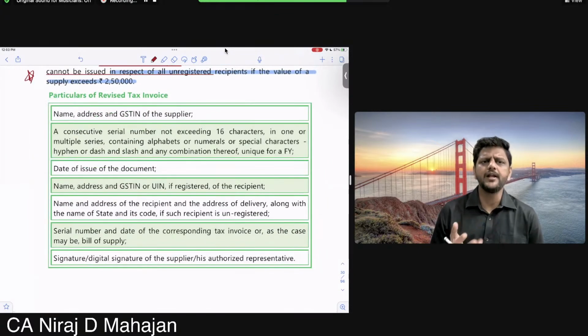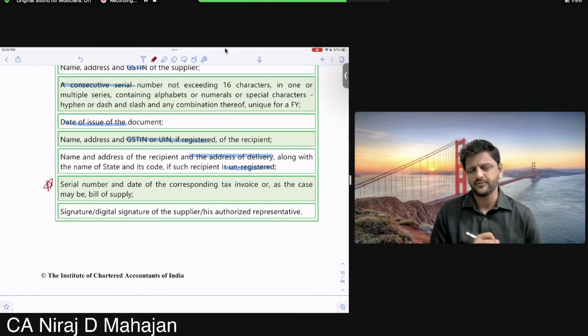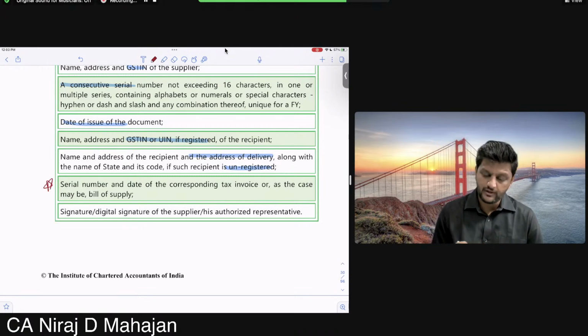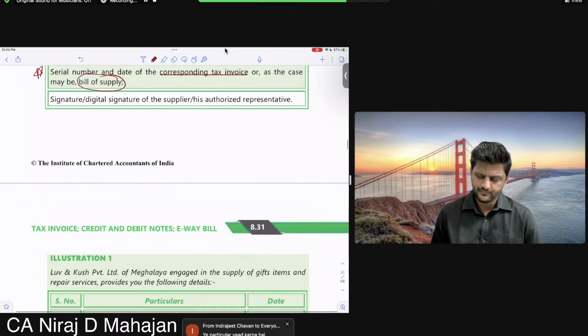Now, details of a revised tax invoice. What should be there? Name, address, GST of the supplier, no problem. Invoice number, date of issue of the document, GSTIN or UIN of the recipient if registered, and if unregistered, the address. Look at this point, it is a little bit different or unique: serial number and date of the corresponding original tax invoice, or as the case may be, bill of supply. And signature.